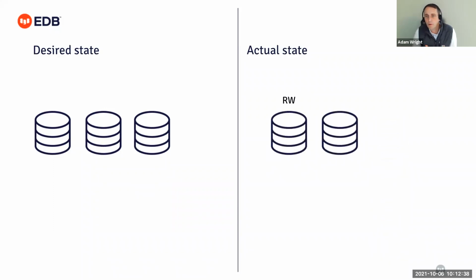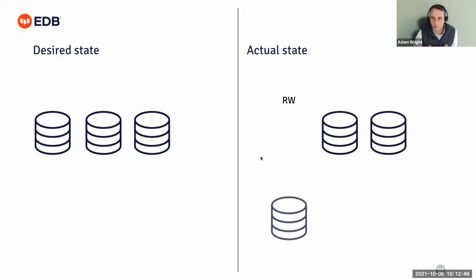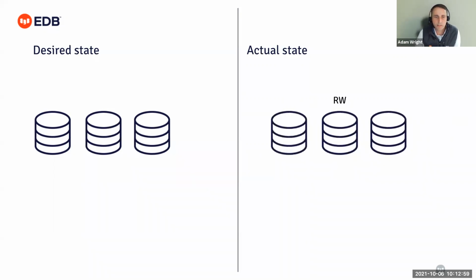And then if a third standby drops off, something happens, the pod dies, something happens to the host, then we're going to schedule a new standby. And this is where the Postgres expertise comes in, that we know what that standby is going to be. And then if the primary drops off, we're going to perform a switchover. So that second standby, the most up-to-date standby, is going to be promoted. And then our desired state is still 3, so we're going to bring in another replica.